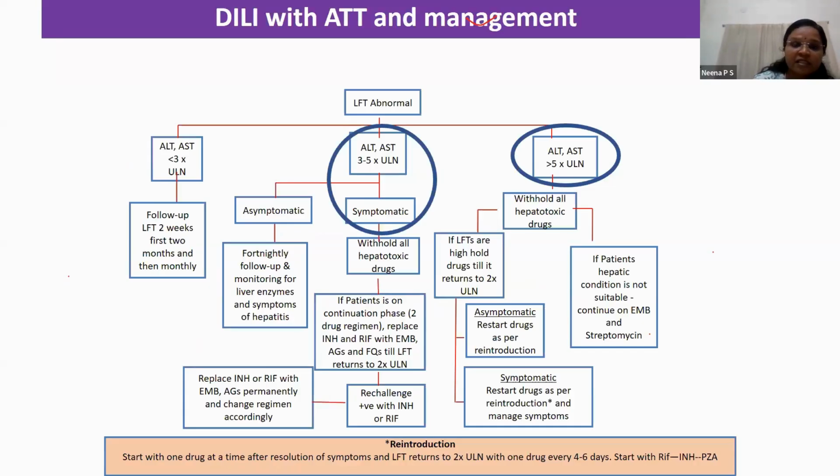And if the LFT is raised, you have to rule out other causes, maybe like a coexisting viral hepatitis. You have to send the viral markers, hepatitis A, B, C and all. Then autoimmune hepatitis has to be ruled out. Maybe it is a disseminated TB with granulomatous hepatitis with transient elevation of transaminases. After ruling out all of these causes, then you can consider the possibility of a drug-induced liver injury.